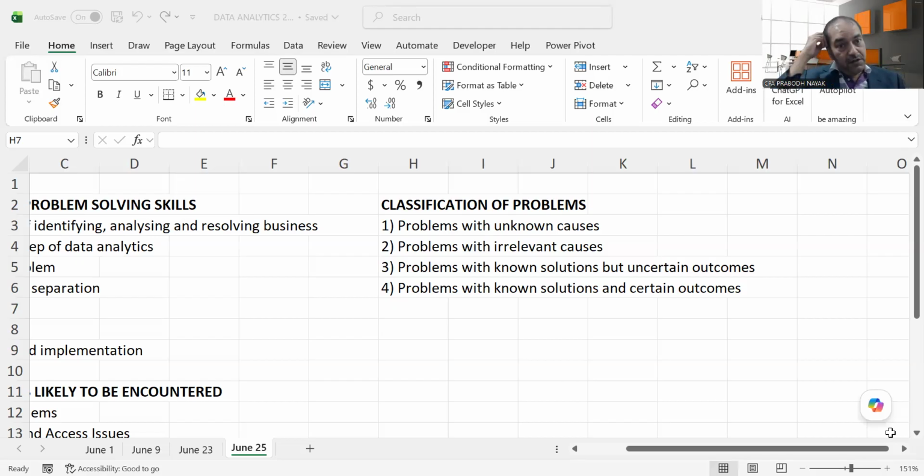Right. Third classification. Problems with known solutions but uncertain outcomes. Problems with known solution. The solution is known, but uncertain outcomes. You know how to address the problem. The solution is known. But by applying that particular solution, the result that comes out will be unpredictable, uncertain.